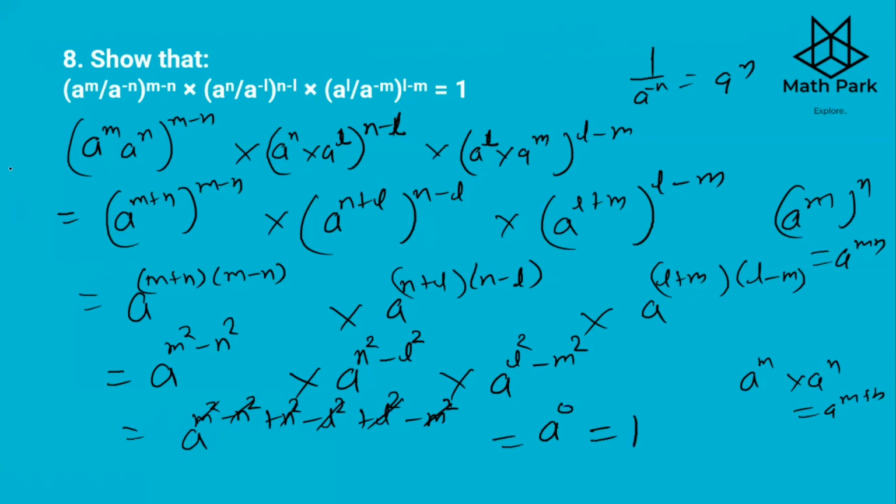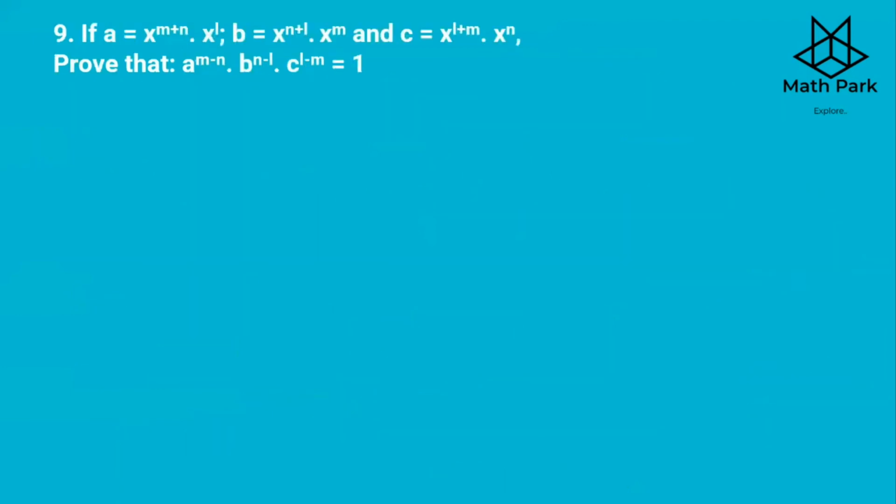So, we started with LHS. Okay. And this is our RHS. This is how we proved LHS is equal to RHS. We hence proved that the expansion is 1. Got it? Moving to question number 9.